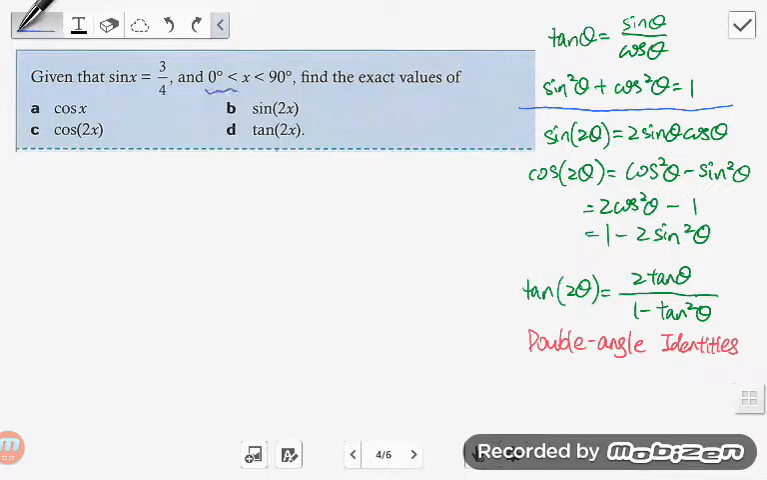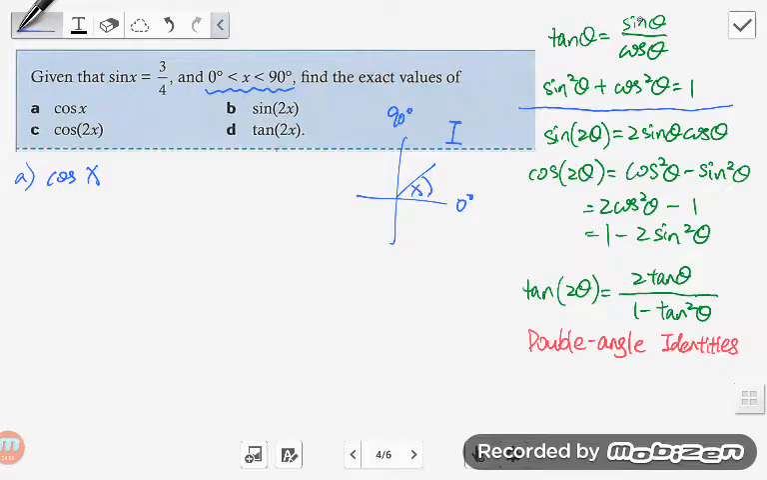Keep in mind, we have this restriction on my domain, right? My domain has to be between 0 and 90. In other words, my x is going to be somewhere there. This is 0, this is 90 degrees. So my x is in the first quadrant. Just keep that in mind. Okay? Now let's look at part A. Part A, they want us to find cosine of x. So cosine of the angle. What's the value of cosine x?